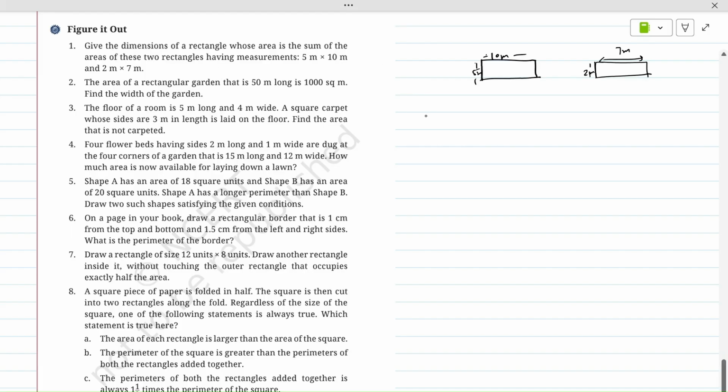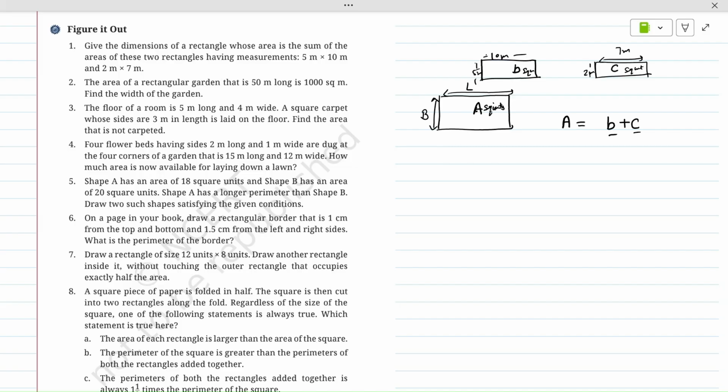What it is saying is we have to find the dimensions of a rectangle. What do you mean by dimensions? Length and breadth. The area of this one is A, the area of this one is B, and the area of the smaller one is C. So the area of the bigger rectangle is equal to the sum of the areas of these two. This is B square units, this is C square units, and when we combine the areas of these two rectangles, we will get the area of this bigger rectangle.